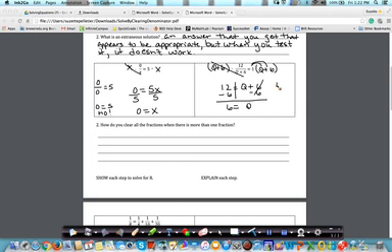Let's check. 12 divided by 6 plus 6 equals 1. 6 plus 6, it is 12. And 12 divided by 12 is 1, and 1 equals 1.